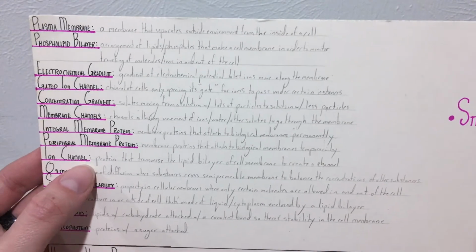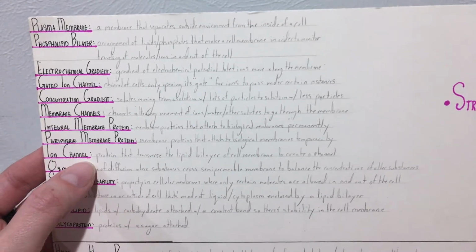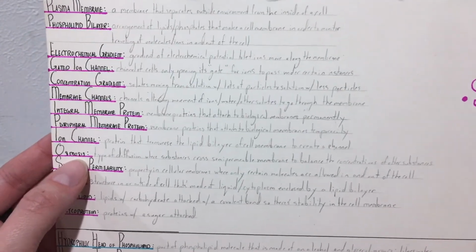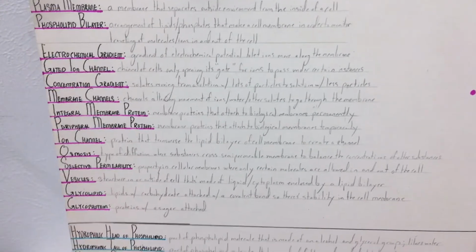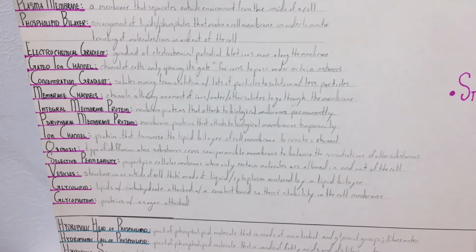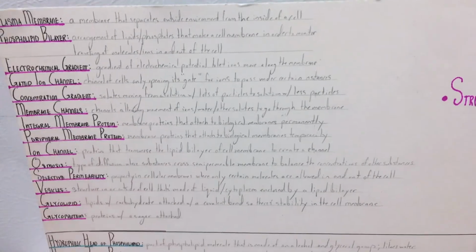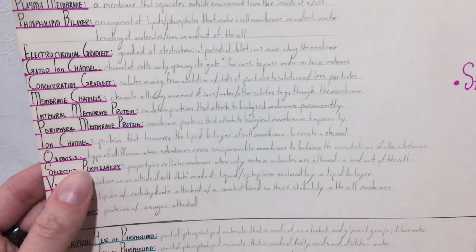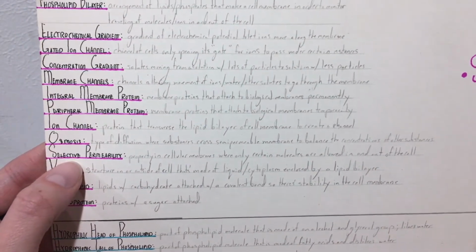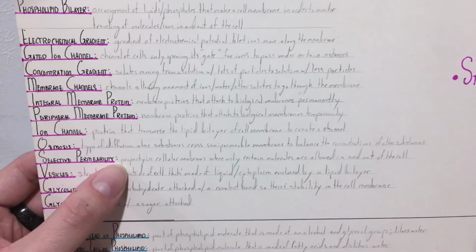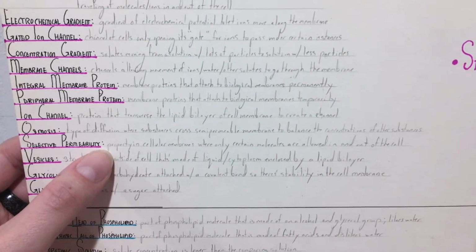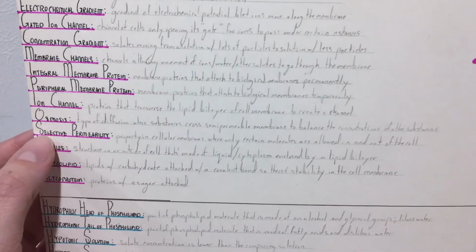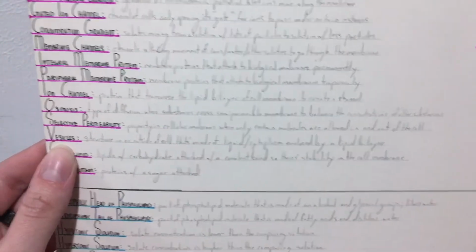Ion channel is just a protein that transverses the lipid bilayer of cell membranes to create a channel. We have osmosis, which is a type of diffusion where substances cross the semi-permeable membrane to balance the concentration of other substances. So it's kind of like comparing. Selective permeability is the property in cellular membranes where only certain molecules are allowed in and out of the cell. So it's selective on what is allowed to come in and out of the cell.